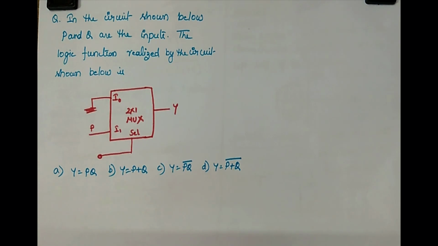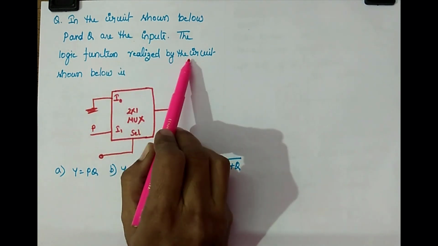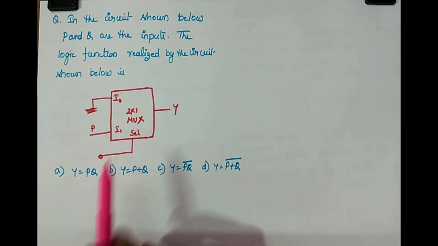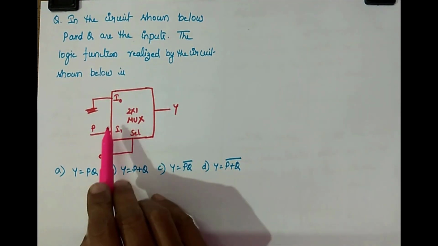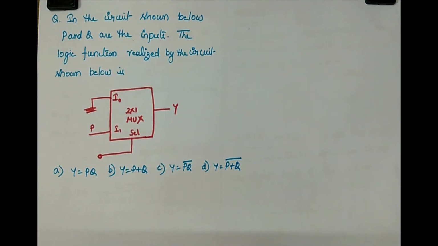Today's GATE question is: in the circuit shown below, P and Q are the inputs. The logic function realized by the circuit shown below is, okay, so this is the circuit given. It is a 2:1 mux.